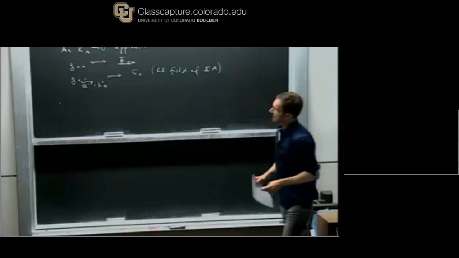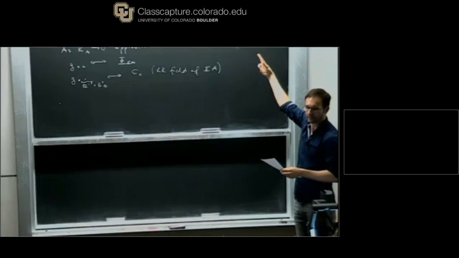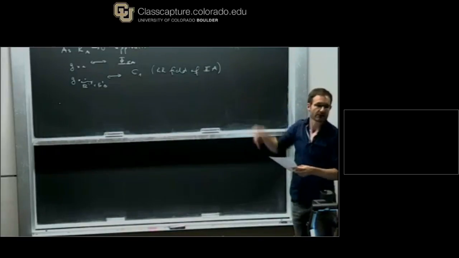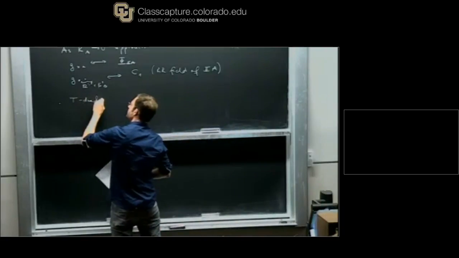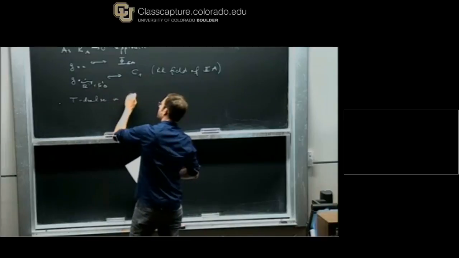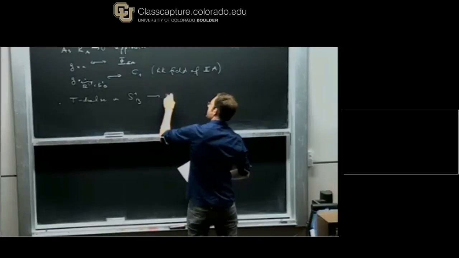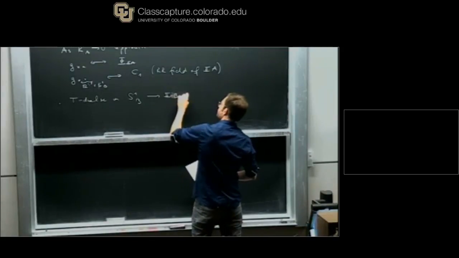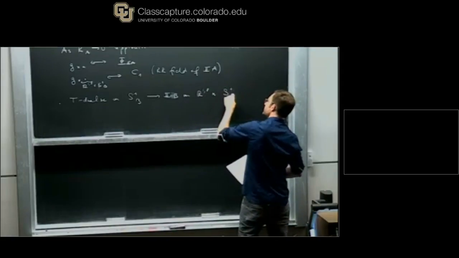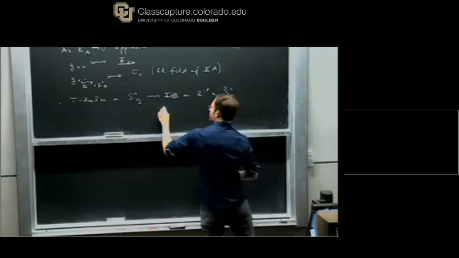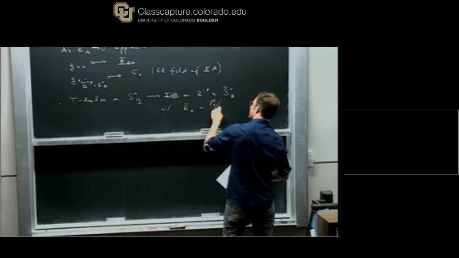And then the second standard step is to now perform a T-duality along S1B to go from type IIA to type IIB. So we T-dualize on S1B. So we get type IIB string theory on R^8 times the dual circle with dual radius R_B tilde equals L_s squared over R_B.